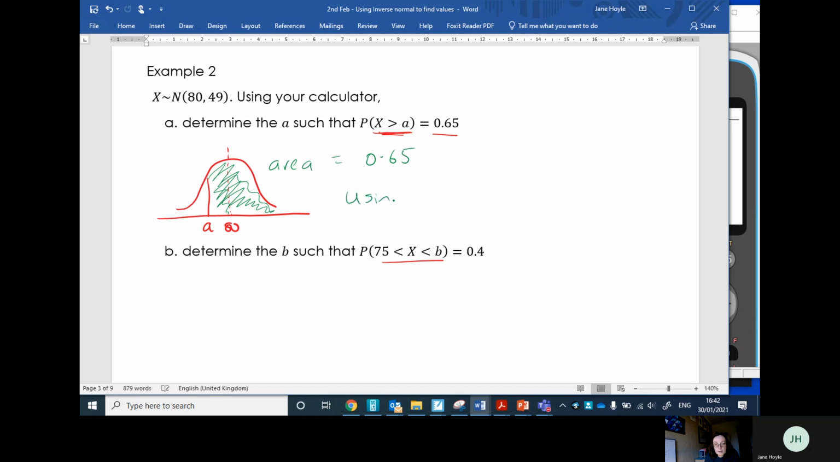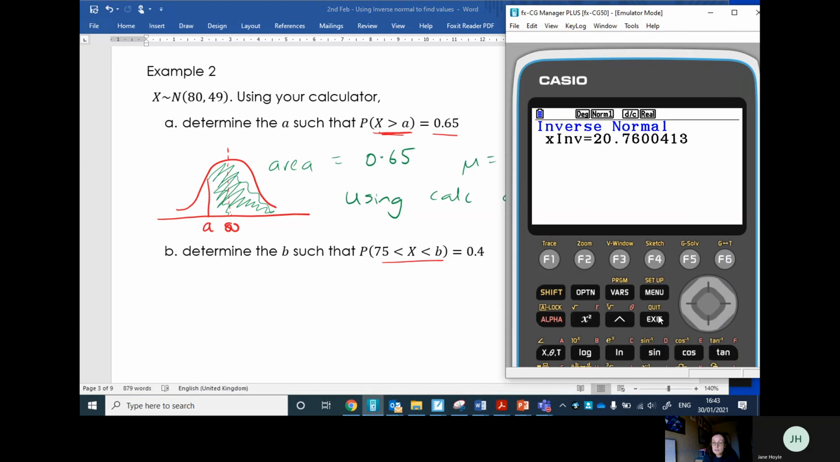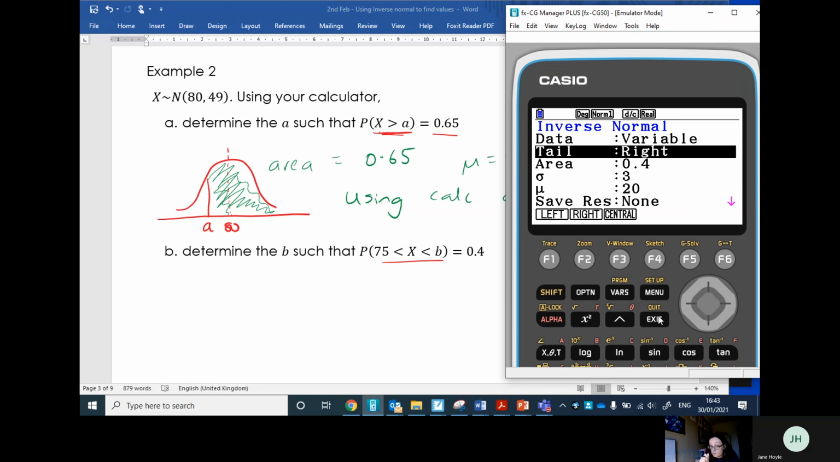So I'm just going to write here using the calculator. There's nothing else we need to say or do. I can maybe spell this out a little bit more. I'm going to be using mu as 80. The variance sigma squared is 49, so we square root and get sigma of 7. So that's what I'm typing in. I can see my diagram. I know that I'm using the right tail. So those of you who don't have the latest model calculators, you would use the left-hand area of 0.35.